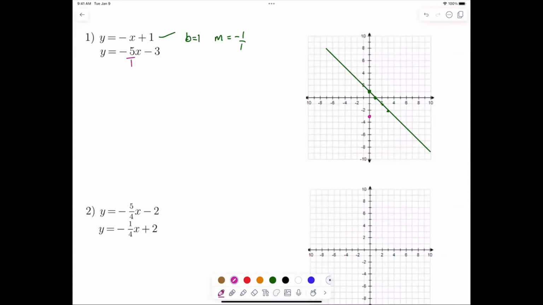So from that point, I go what? Down 5, 1, 2, 3, 4, 5, and then what? To the right 1. Or instead of going down 5, I could go what? Up 5, 1, 2, 3, 4, 5, and then what? Then to the left 1.